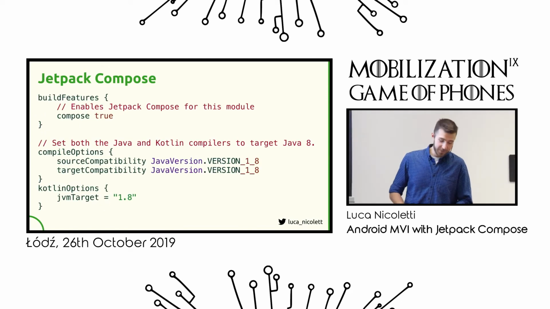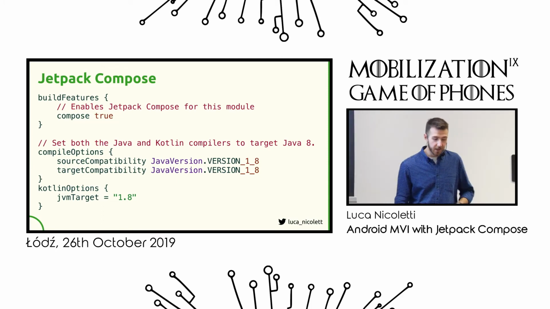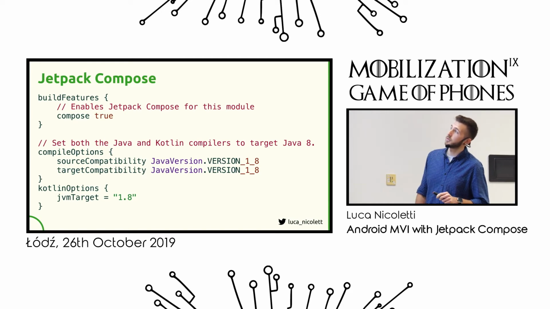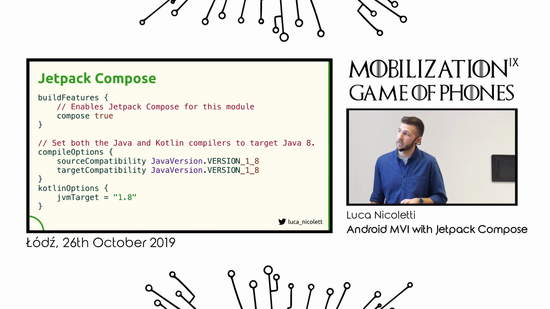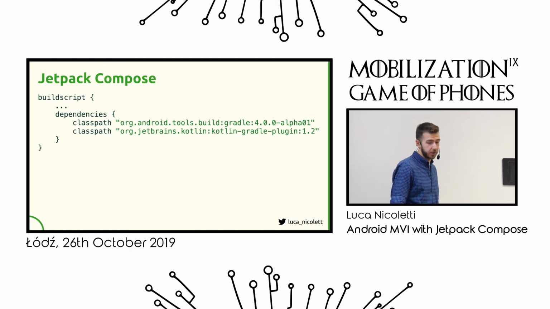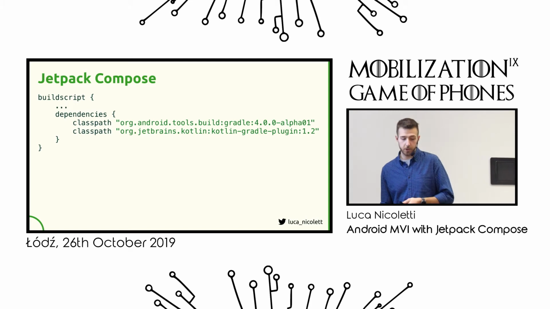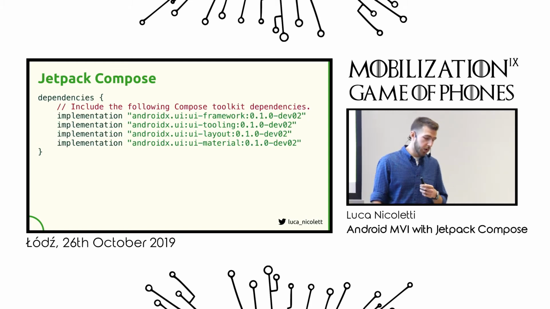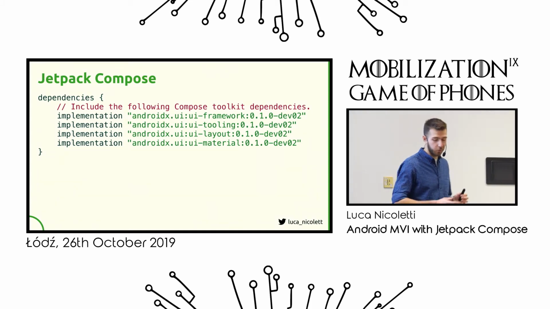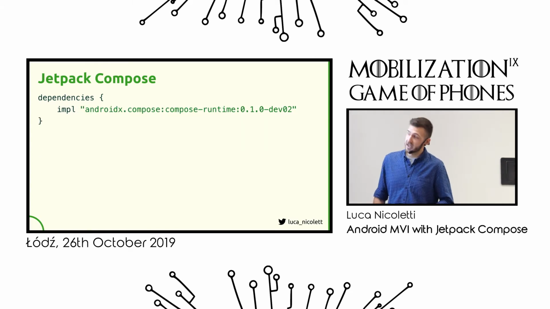So to try Compose after the Dev Summit, you can do it easily, sort of. You just need to enable Compose in the build features, and set the Java version to 1.8, both for Java and Kotlin. You have to add some dependencies, of course. You have to use Gradle version 4 or more, and the Kotlin Gradle plugin version 1.2. Then you need to add all the dependencies to the framework, to the composable core part, which are those views, and also add a runtime.